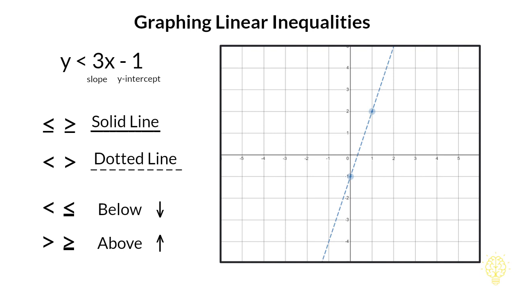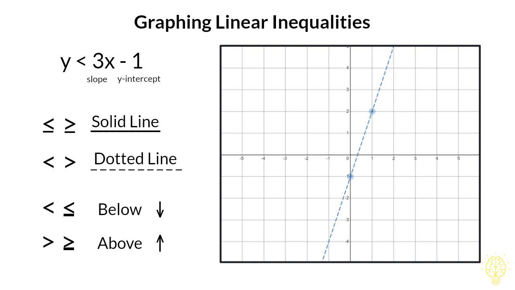So here's a trick. Put your finger on the line. If you're supposed to shade above the line, then move your finger up to the top of the screen. Where did it land? That entire side is supposed to be shaded. If you're supposed to shade below the line, then start on the line and move your finger down to the bottom of your screen. Where did your finger land? Shade that entire side of the graph.